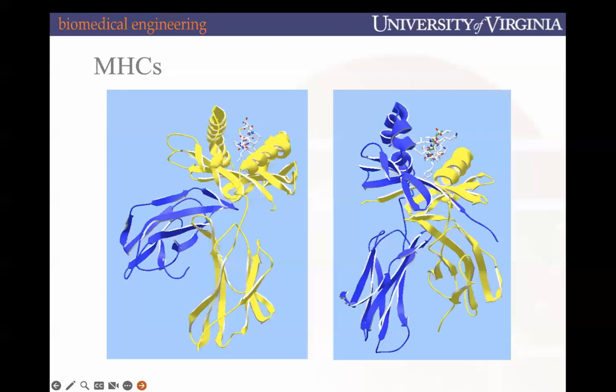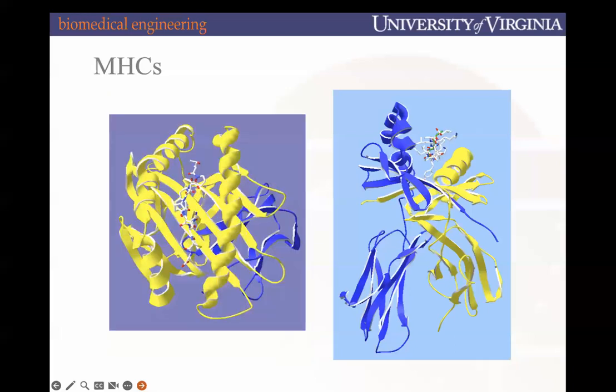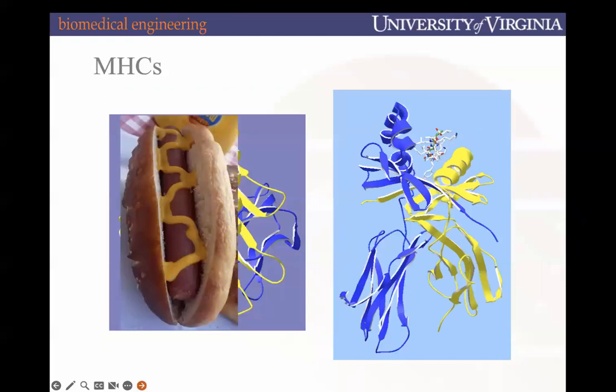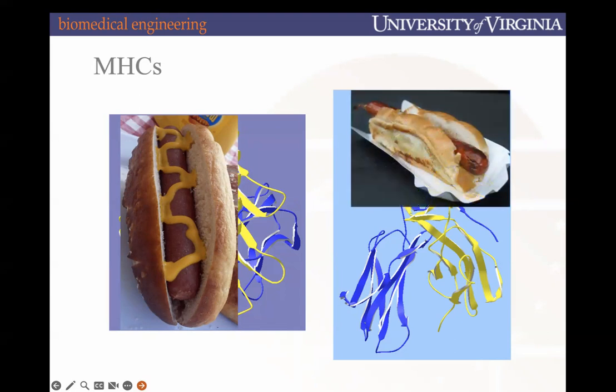For a small illustration, you can envision that in this binding pocket for MHC class 1, there would be a regular size hot dog displayed there, whereas on MHC class 2, based on its size, would be a Costco-sized hot dog. Costco hot dogs have a very special place in my heart, so I just wanted to introduce that.